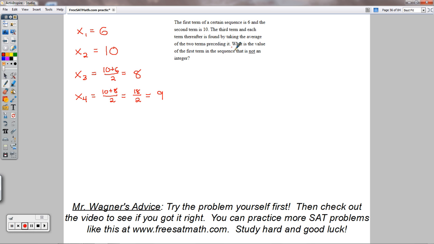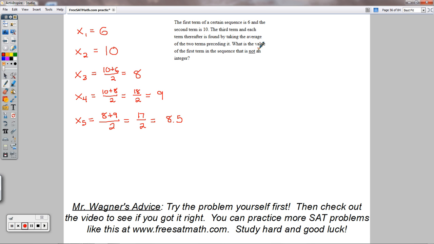Now the question is asking what is the value of the first term in the sequence that is not an integer. So far, 6, 10, 8, and 9 are all integers. But if we take the two terms preceding, 8 plus 9, that gets us 17. And 17 divided by 2 is not an integer. It's not a whole number in a positive or negative sense, or 0. It's a decimal number or a fraction. It's still rational, but it's not an integer. So 17 divided by 2 is going to be 8.5.